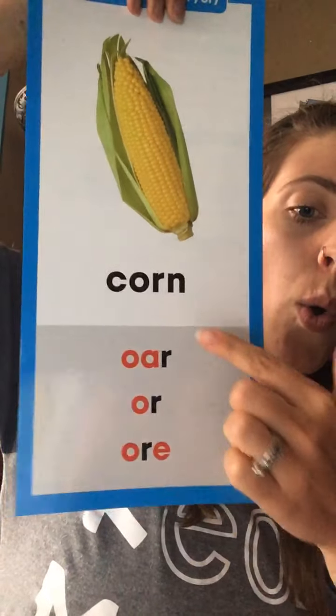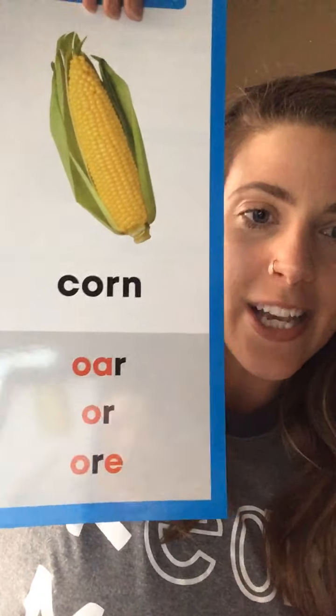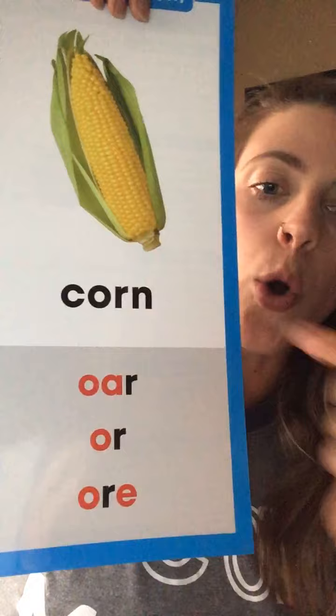All right, so our first word, and we're working on our or sounds. Or. Oh, it sounds like a seal. Or. And corn. Oops. Our first word is corn, even though I just showed it to you. All right, let's try to write it.